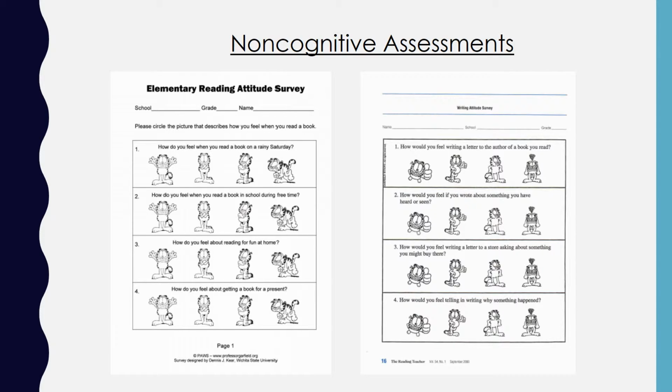By assessing our students on the non-cognitive aspects of reading, we are able to meet the interests of our students. By meeting our students' interests, we create more motivated students who have a positive attitude toward reading and writing. This will, in the end, create more successful readers and writers.